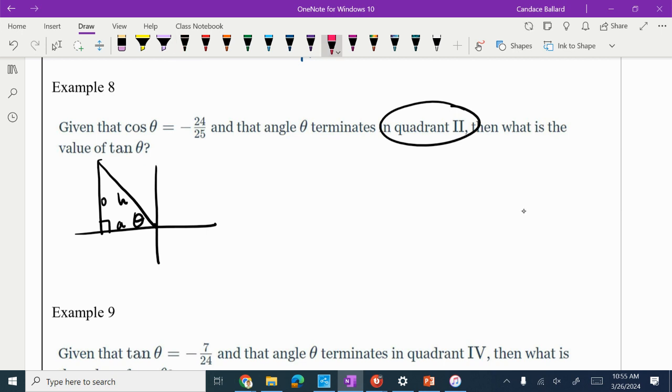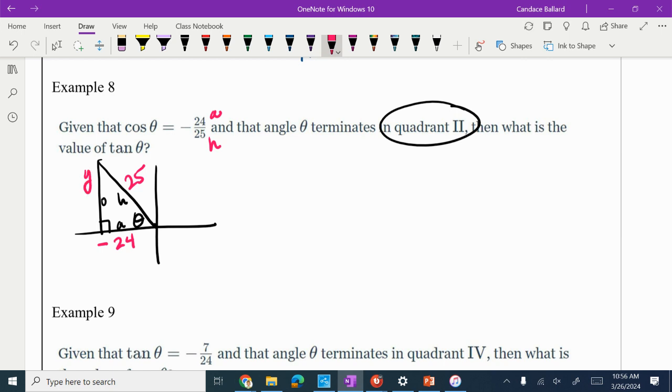We are talking about cosine. Cosine is what in SOHCAHTOA world? Adjacent over hypotenuse. So I'm putting 24 on my adjacent and 25 on my hypotenuse. Is the hypotenuse ever allowed to be negative? No, the radius of our unit circle is not negative, so I cannot have a negative hypotenuse. So where's my negative got to go? On the 24. And then I'm going to call this side y because it's vertical.